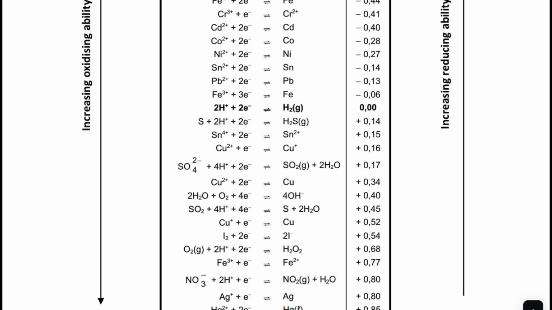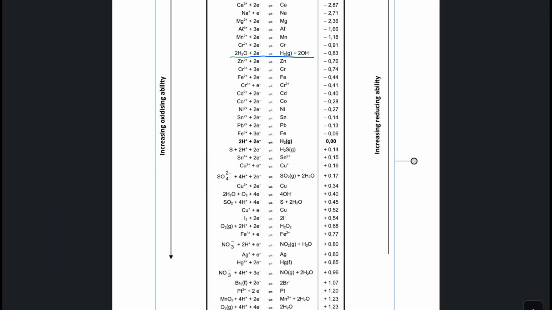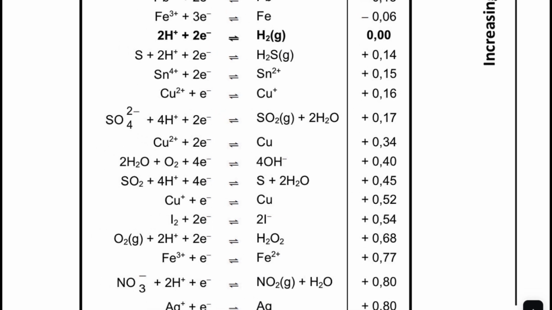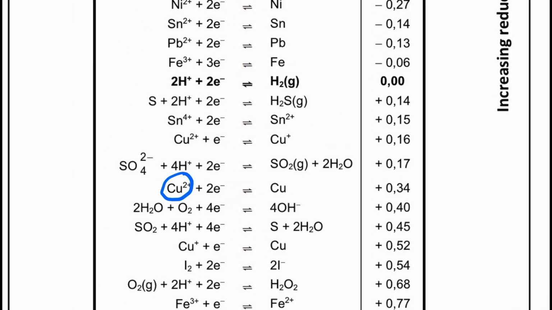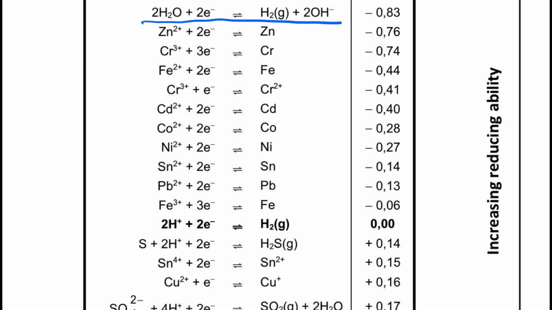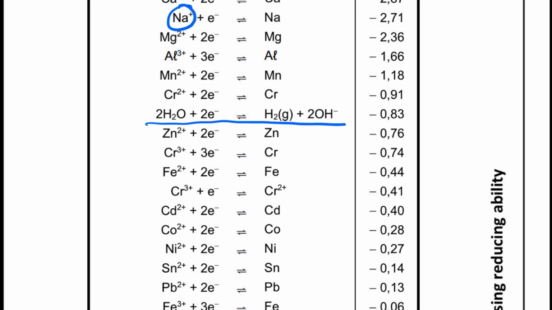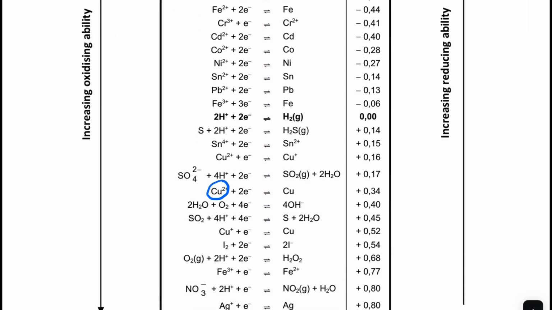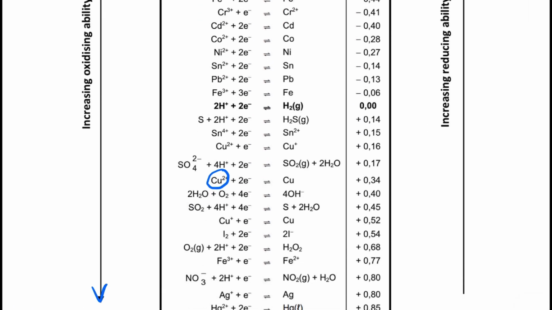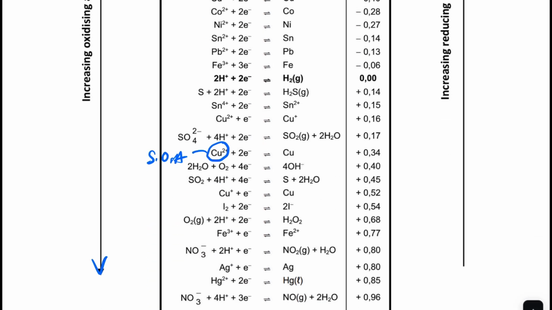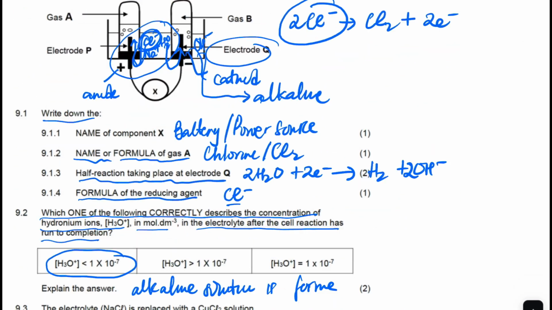Let's look. Here's the copper ion, and here's the sodium. Where's the sodium? There, right? As you go down, the oxidizing ability increases. So copper is a stronger oxidizing agent than the sodium ion there. So that's why it will be reduced.